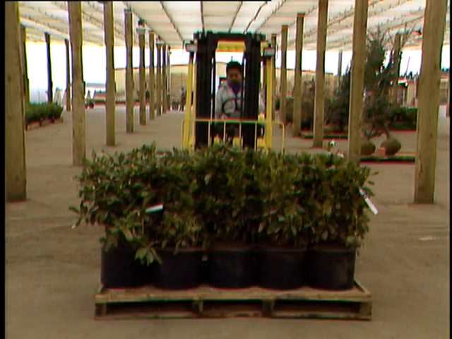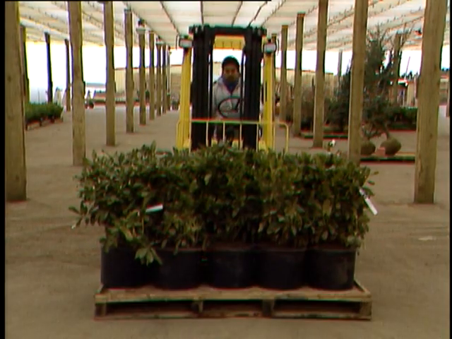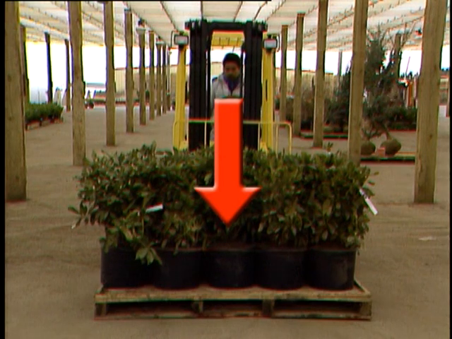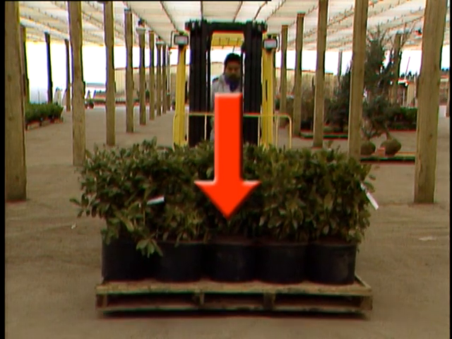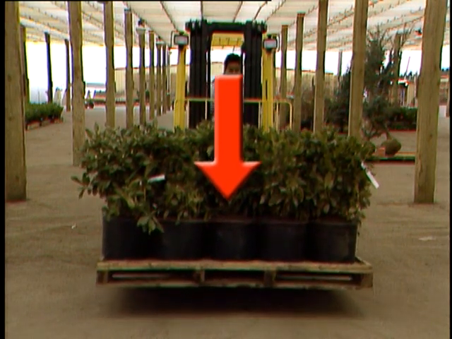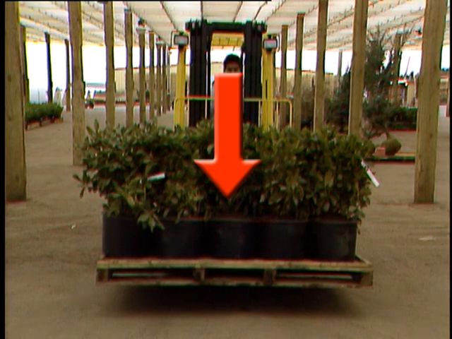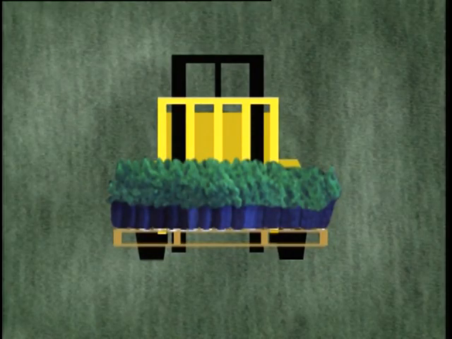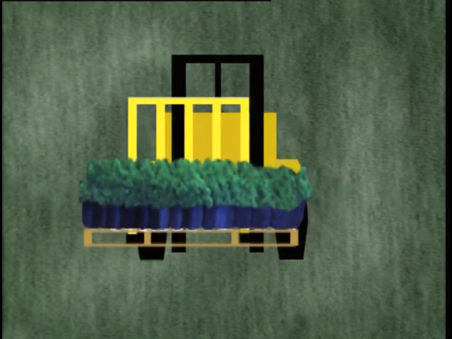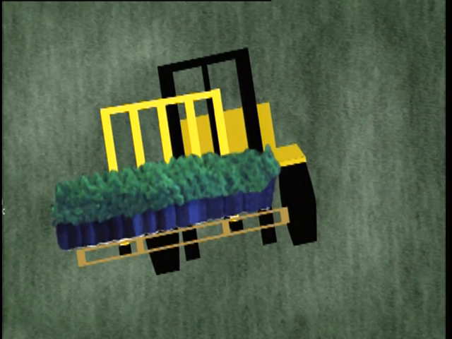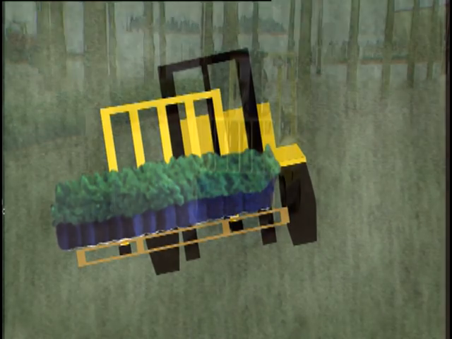The center of gravity of this load, from side to side, is here. Again, it is very important when carrying a load that you have the center of gravity between the front wheels. As you can see from this illustration, if the center of gravity of the load is too far off to one side, the whole forklift could tip.